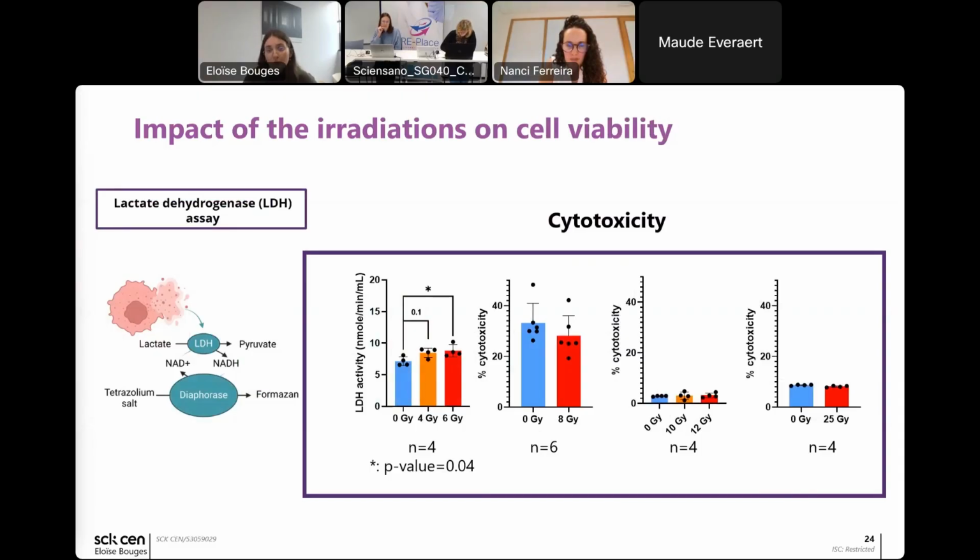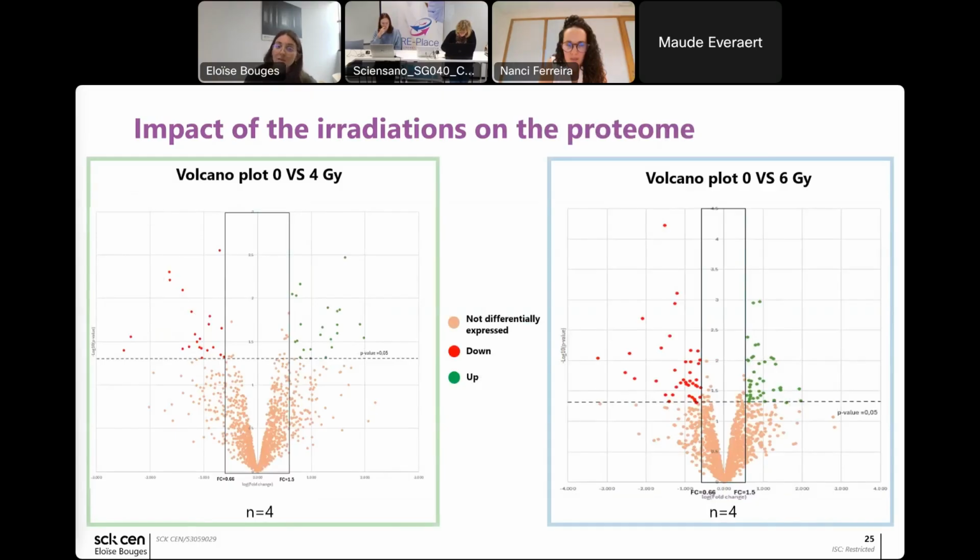Another thing that we looked at is through proteomics. So we looked at the impact of the irradiation on the proteome in general. So here are some volcano plots that give a general idea of how the proteins that were detected are spread. So you can see that there is a lot of proteins that were detected but not differentially expressed. And you also have some up and down regulated proteins.